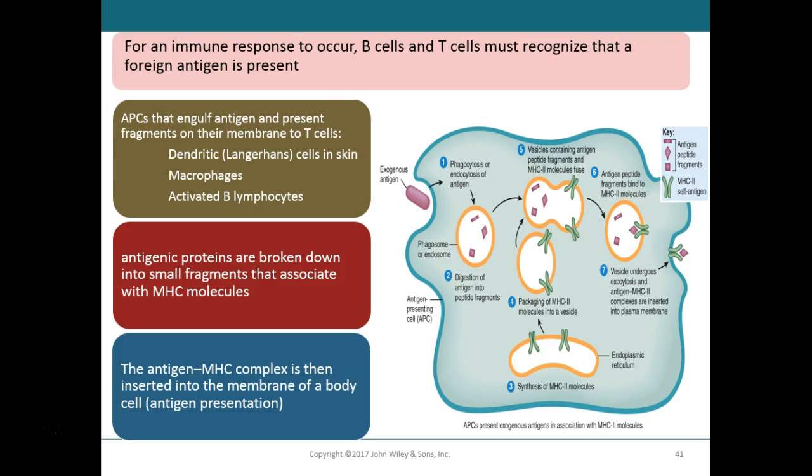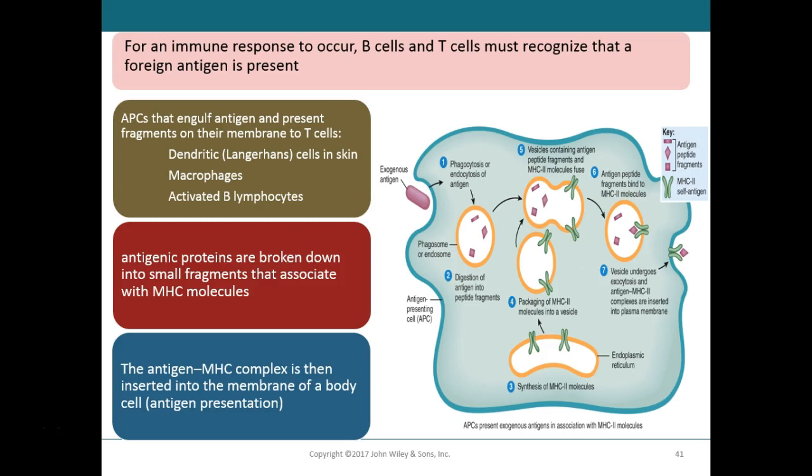Once that's done, that complex of the antigen and the major histocompatibility complex is going to be inserted into the cell membranes of our bodies. This insertion of that complex is called antigen presentation. So there's a special class of cells called antigen-presenting cells that process and present antigens. These antigen-presenting cells include dendritic cells, macrophages, and B cells.